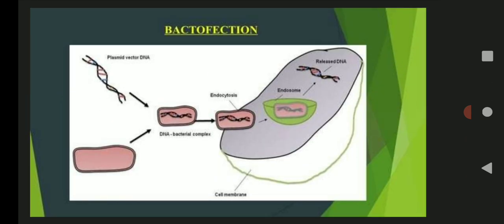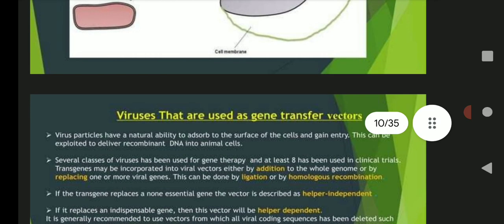This is called bacterfection. The plasmid vector DNA is directly incorporated into the bacterial DNA complex. That bacterial DNA complex is allowed to enter the cell by endocytosis. Once the bacteria undergo endocytosis, the DNA is automatically released into the cytoplasm of the animal cell.